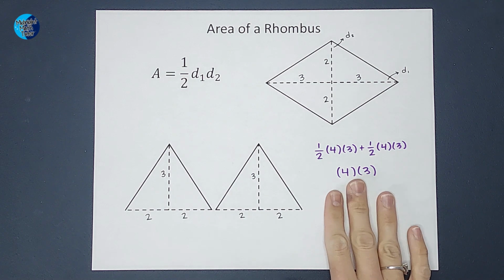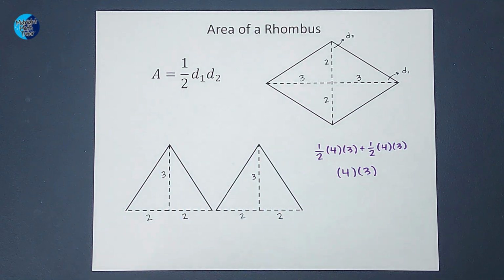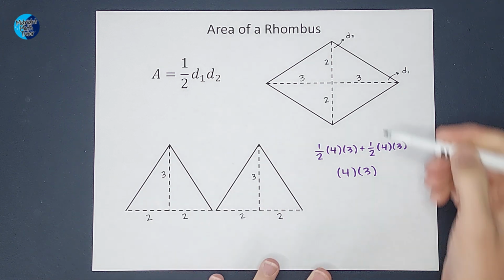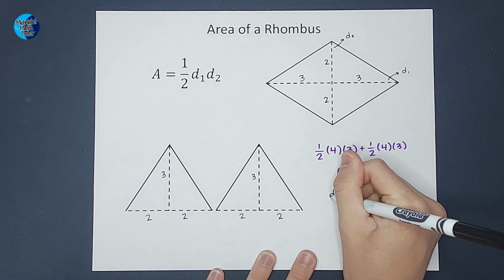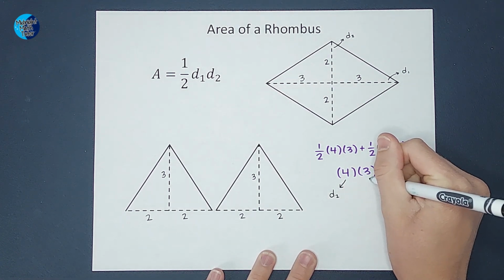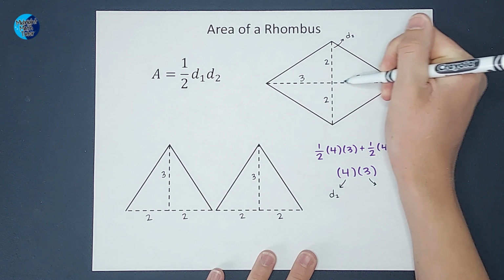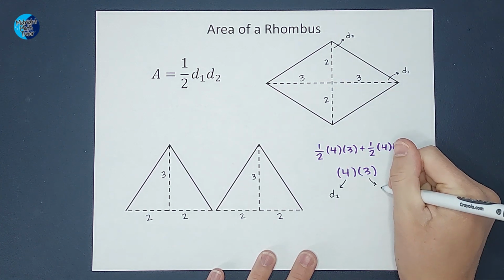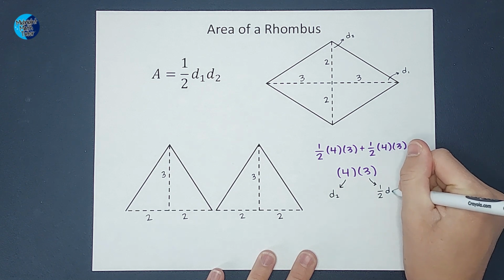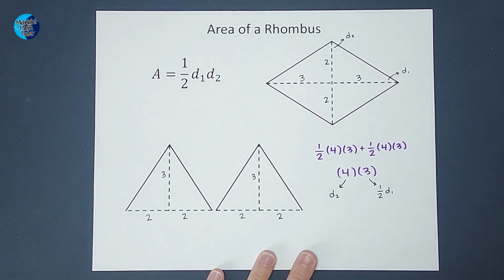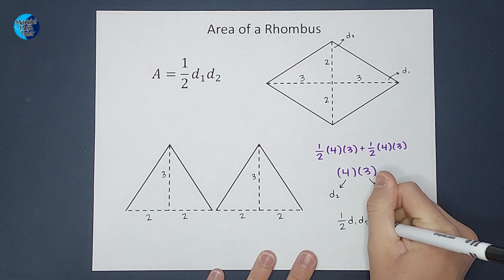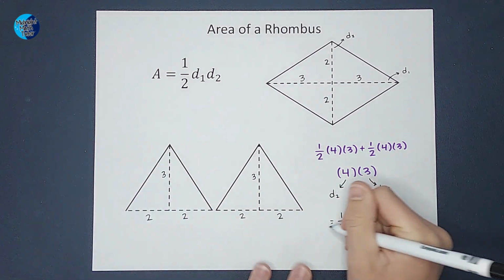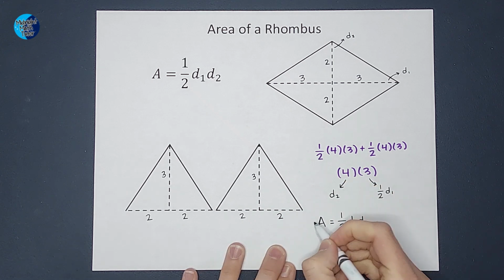But let's go ahead and look at how this connects to this. If we look at 4, what is 4 in relation to our rhombus? It is the length of the second diagonal. So 4 represents the second diagonal. And what does 3 represent? Well, it represents half of my first diagonal. So half diagonal 1. And those are being multiplied together. So what do we get when it's 1/2 times the first diagonal times the second diagonal? Guess what? That's the area of my rhombus.